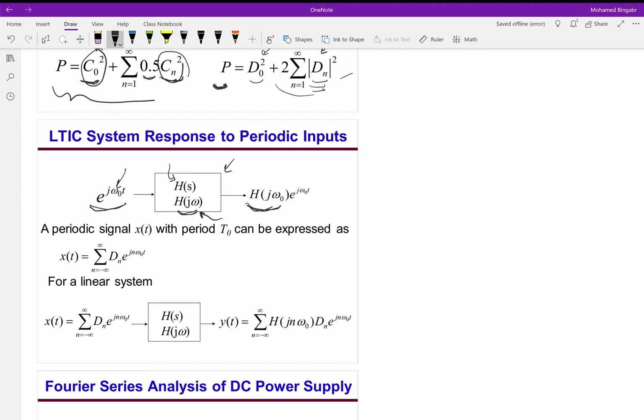So this could be a filter. How is it responding to omega 0? Omega 0 could be 2 pi 1000, times the input signal. So all this system does is either amplify or attenuate the input signal.